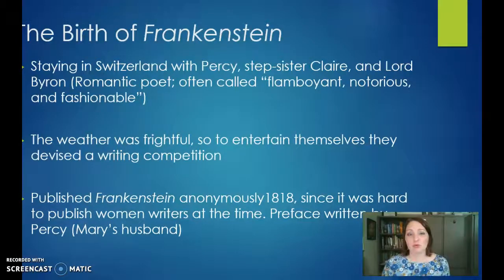Frankenstein, as I said, was born when Shelley was with her lover, her partner, Percy, and with Lord Byron, who was an infamous writer and a known player, if you will, and a cousin or a stepsister, Claire.